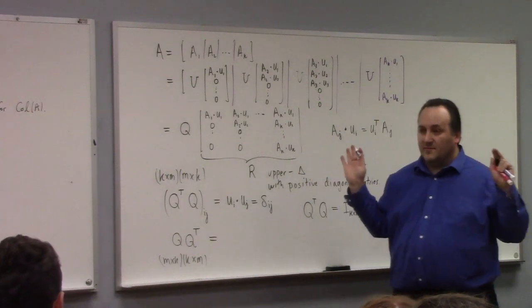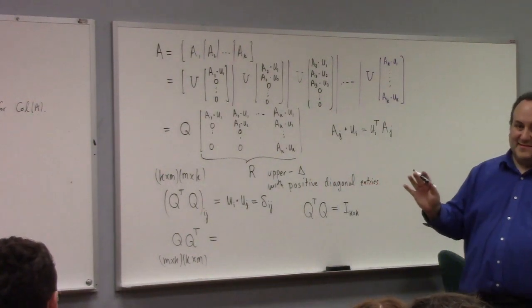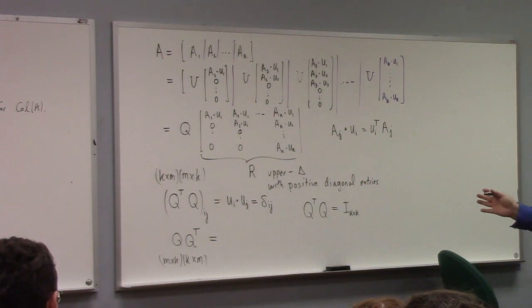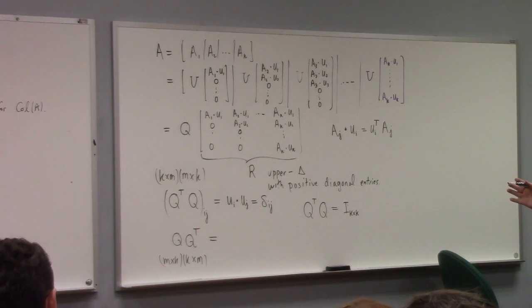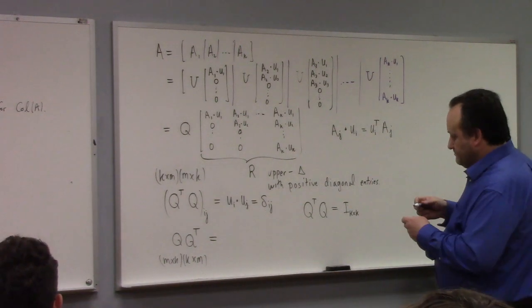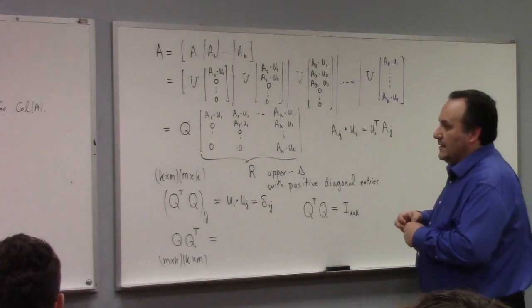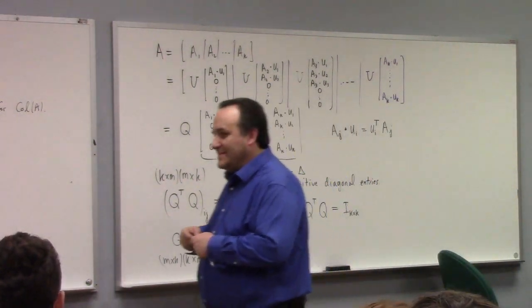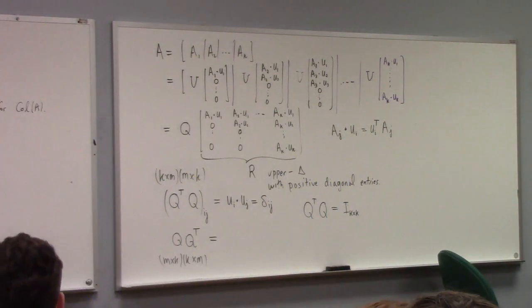I don't know, but it's not the M by M identity, right? Because M, question, what's the relation of M and K here? Think about this. Can M be less than K? Search your heart.